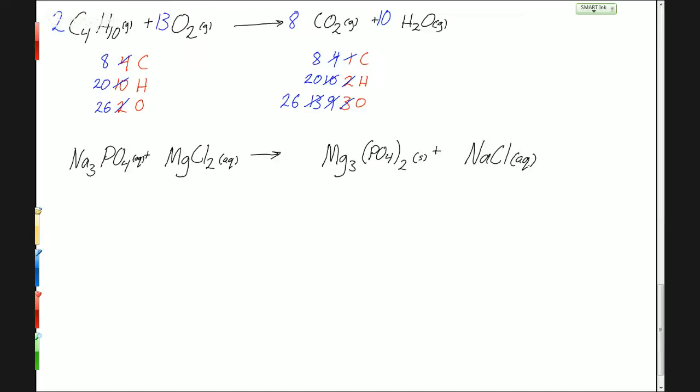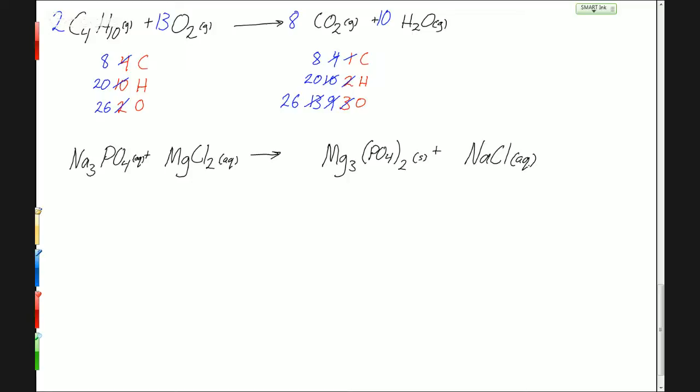What's Na3PO4? Sodium phosphate, good. MgCl2? Magnesium chloride. Mg3(PO4)2? Magnesium phosphate. And NaCl? All right, good, good.